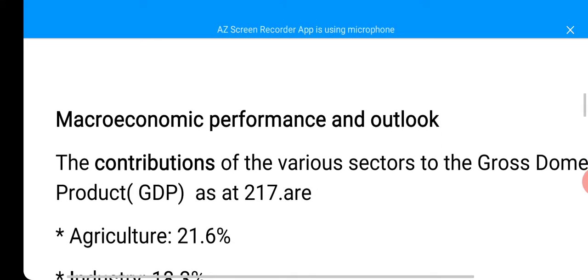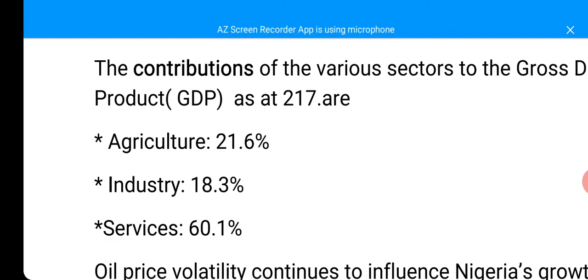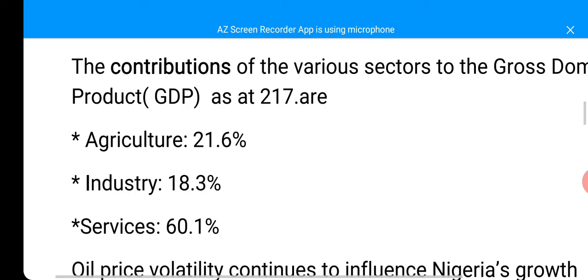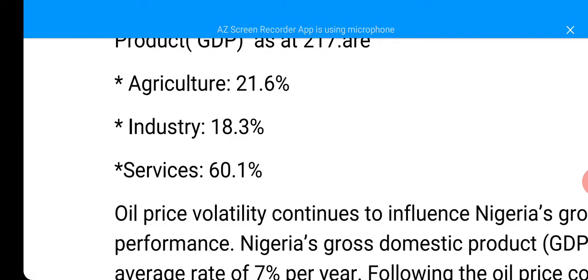So let's take a look at the macroeconomic performance of Nigeria, how the economy of Nigeria has been performing over time. The contributions of the various sectors to the gross domestic product as at 2017: we shall look at the contribution of the major sectors of the economy to the gross domestic product. Agriculture contributed 21.6% to the gross domestic product. Industry contributed 18.3%. Services contributed 60.1%.